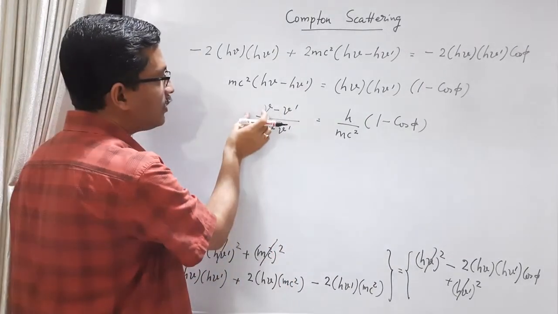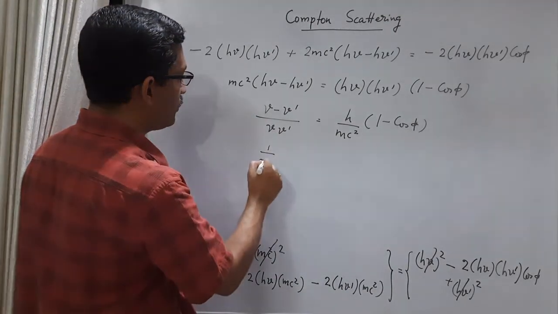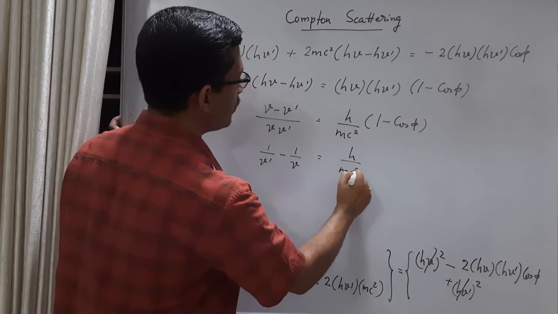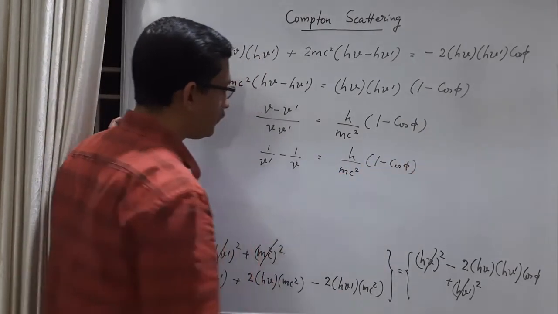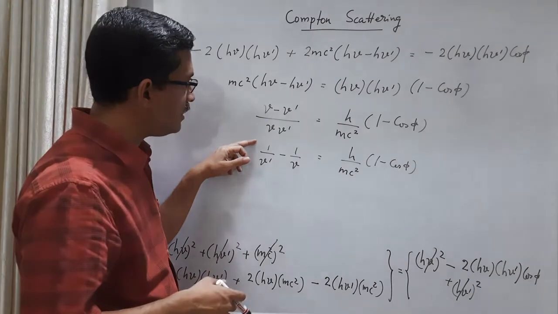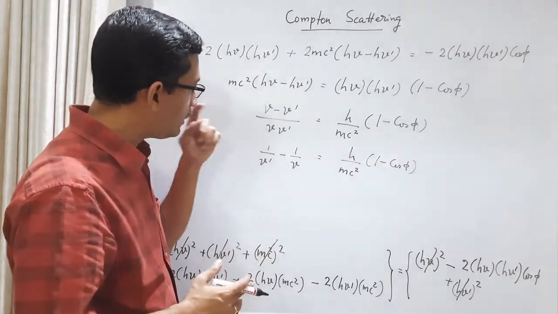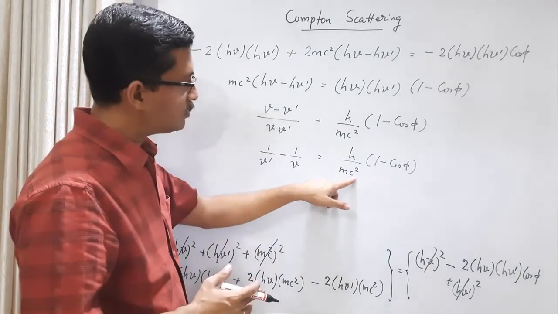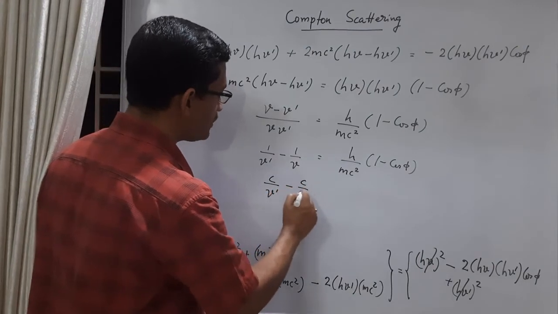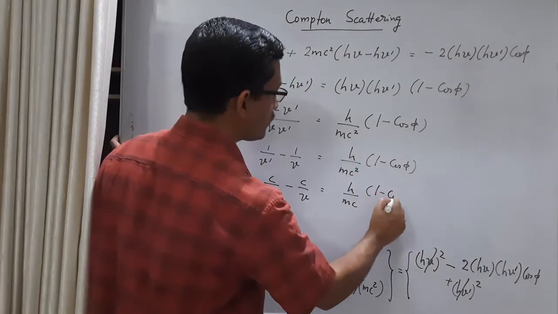Now here, if I divide both terms with nu nu prime, nu by nu prime, nu will cancel, so we have 1 by nu prime. Here nu prime will cancel, so we have 1 by nu is equal to h by mc square into 1 minus cos phi. I can convert the left hand side into wavelength. Okay, if there is a c here, we know that c by nu prime I can write as lambda prime. C by nu I can write as lambda. So I can bring a c here from the right side. So in this, from this mc square, let us take 1 c here. So we have c by nu prime minus c by nu is equal to h by mc, 1 c has gone to the left side, into 1 minus cos phi.